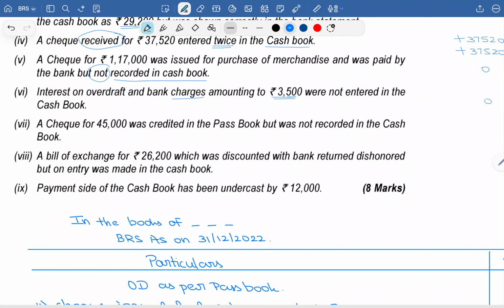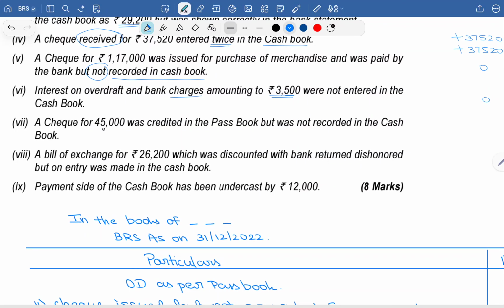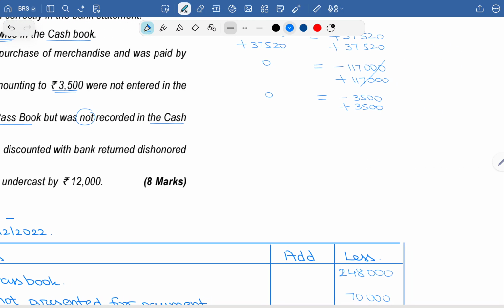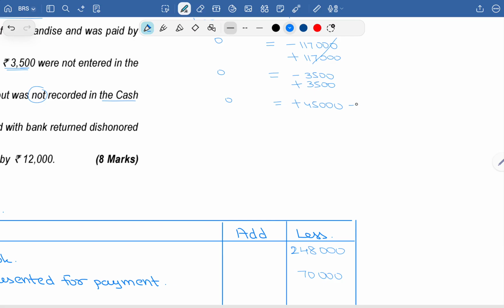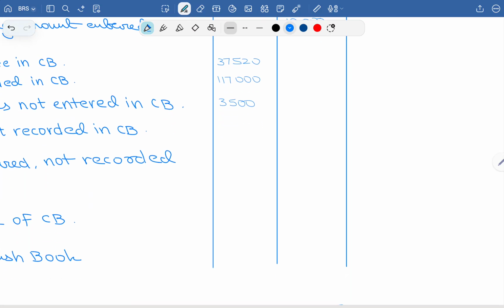Next one. A check of rupees 45,000 was credited in the passbook but was not recorded in the cash book. Credited means my balance will increase in the passbook. So in the passbook there is plus 45,000 which was not recorded in the cash book. To make them equal, in the passbook I have to deduct 45,000. So less column I will write 45,000.